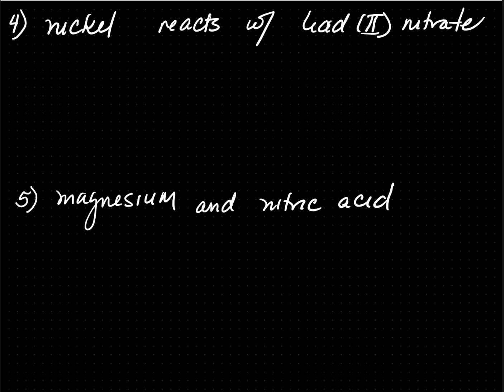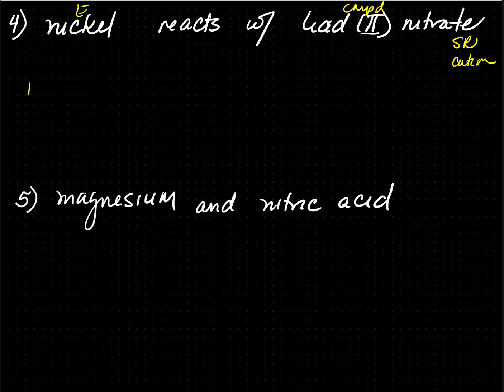Pause the video, try 4 and 5 on your own, and then check your answers. So again, we're going to identify the type of reaction first. Nickel is an element, and lead(II) nitrate is a compound. So this we know is going to be a single replacement that is cationic because nickel is a metal.